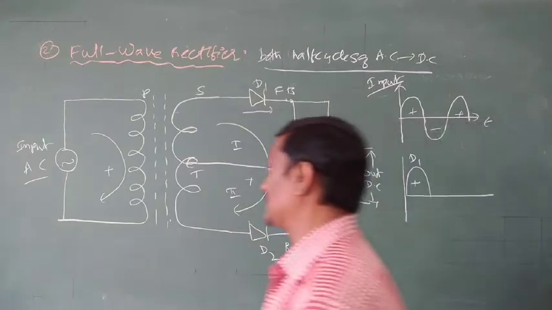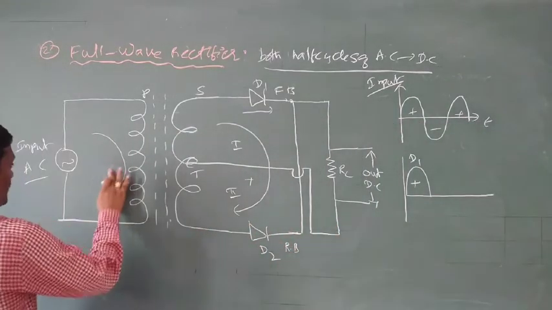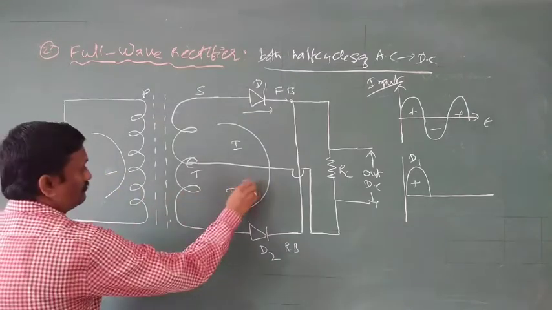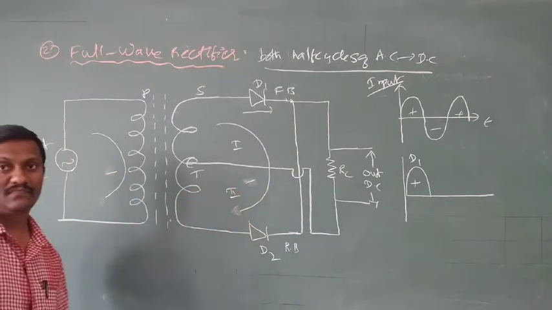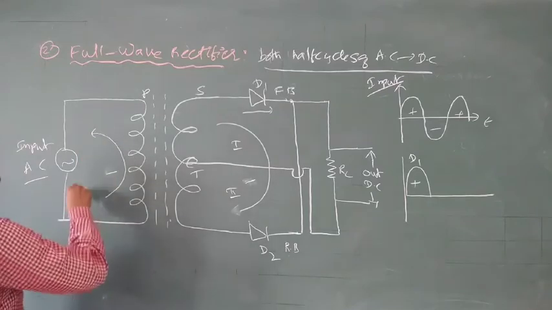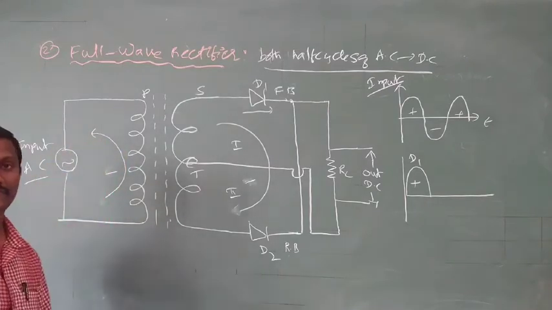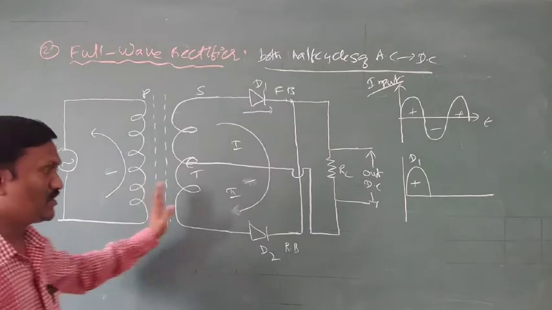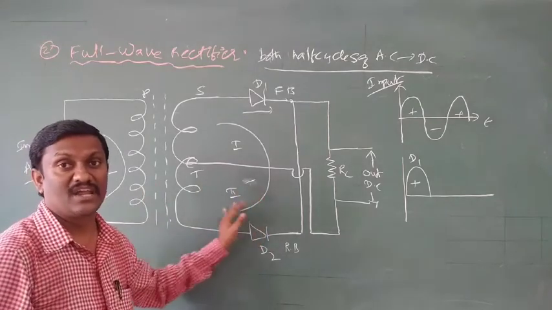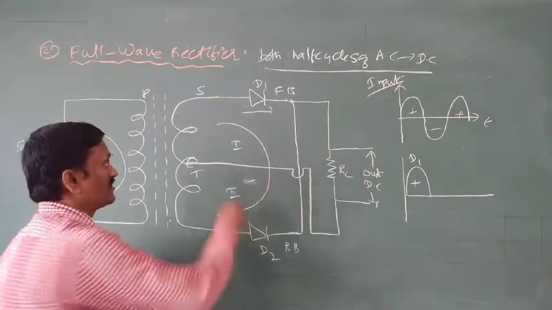Next, the negative half cycle. Negative half cycle means anti-clockwise current. During the negative half cycle, negative current is passing through the primary. The same negative current is also induced in the secondary coil. Negative current means anti-clockwise current.